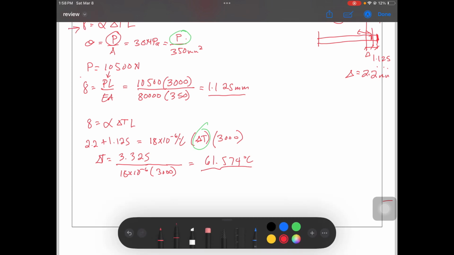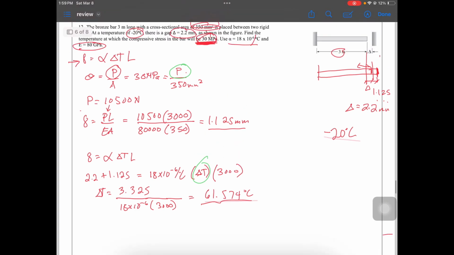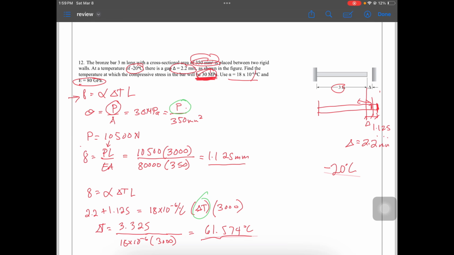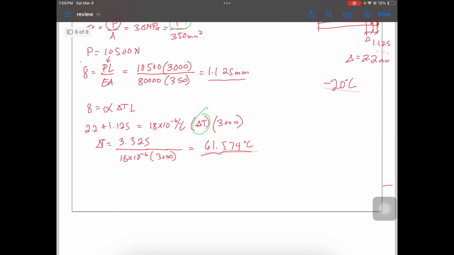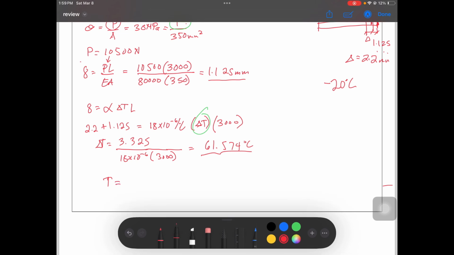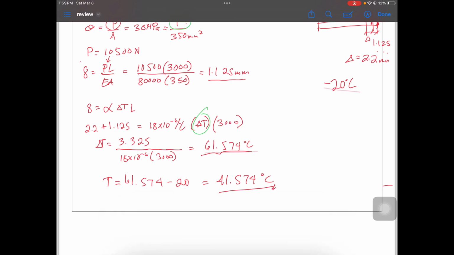So, itong 61.574 degrees Celsius, ito yung temperature from the current situation na negative 20 degrees Celsius. So, tinatanong kasi ni problem, ano yung temperature mismo. So, kailangan ma-minusan mo pa. So, ang kailangan natin temperature is 41.574 degrees. Kailangan natin i-increase, ilagay ang temperature sa 41.574 degrees Celsius.